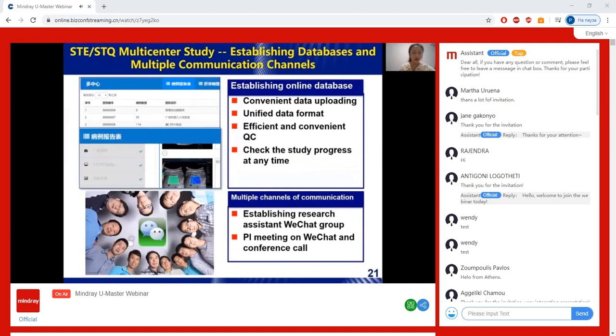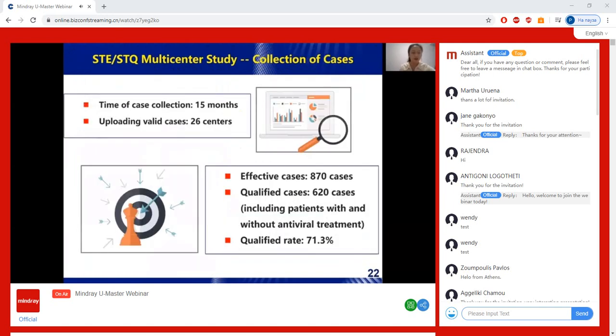Establishing an online database led to convenient data uploading, unified data format, and efficient and convenient quality control. Multiple channels of communication were built so that problems could be solved timely. After 15 months of case collection, 26 centers had uploaded valid cases, a total of 870 effective cases, and 620 qualified cases, including patients with and without antiviral treatment, were obtained.